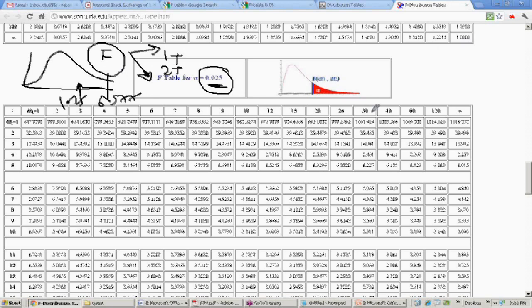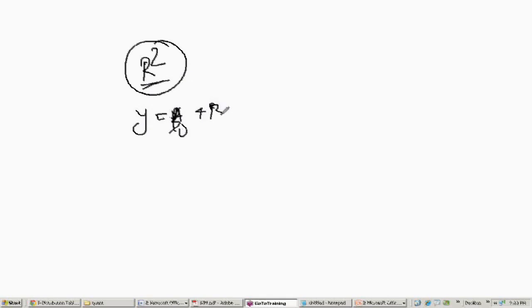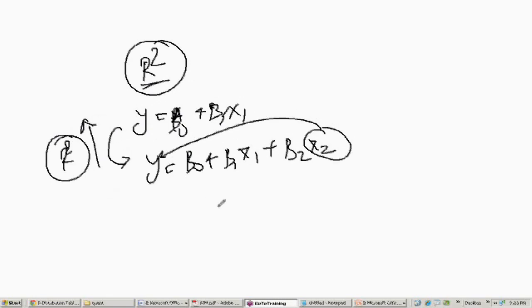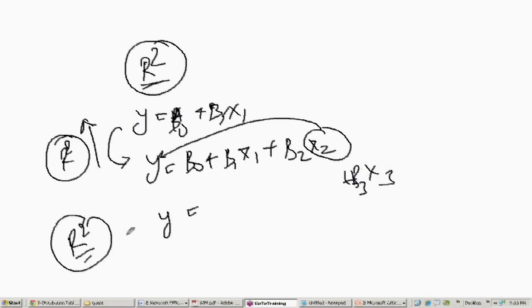Now another concept that we have to know is r square. Please note that it has been seen that if you have y equal to b0 plus b1 x1, and then y equal to b0 plus b1 x1 plus b2 x2, the value of r square increases from here to here. So you may say that x2 is able to explain more. When you add another variable, b3 x3, r square again increases. So this value of r square keeps on increasing.